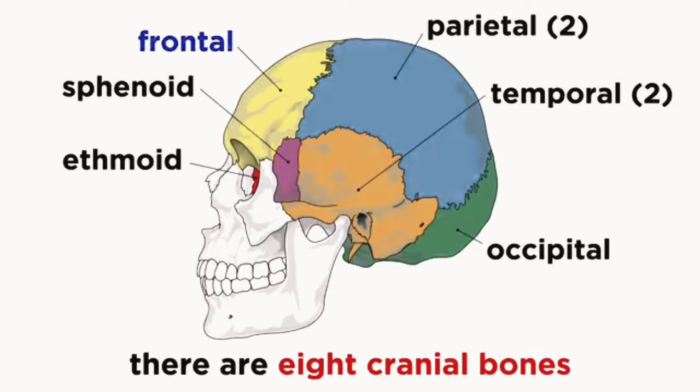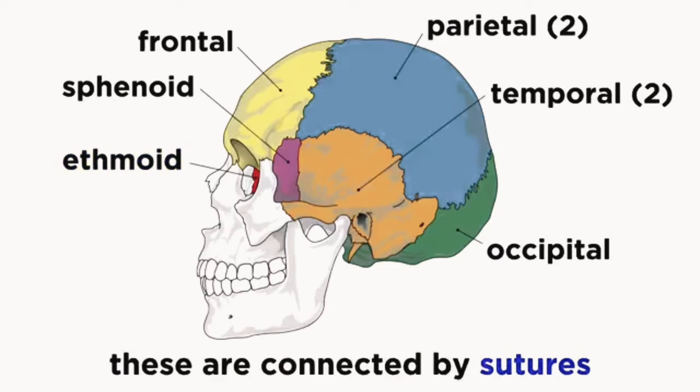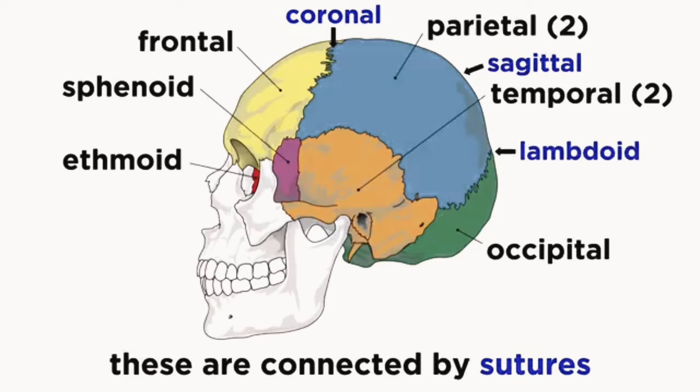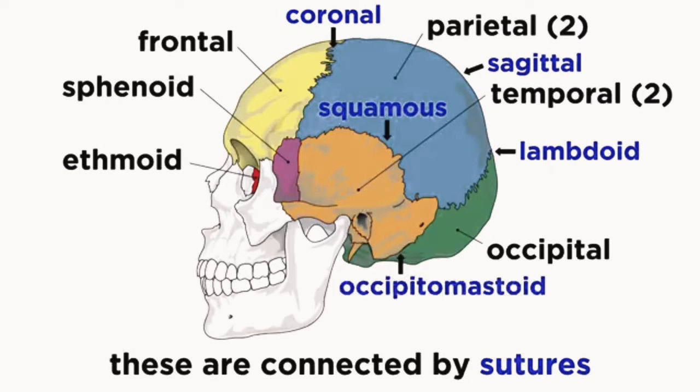There is the frontal bone, 2 large parietal bones, the occipital bone, 2 temporal bones, the sphenoid bone, and the ethmoid bone. The cranial bones are connected, as we said, by sutures, and those have specific names as well. These are the coronal, sagittal, lambdoid, squamous, and occipitomastoid sutures.